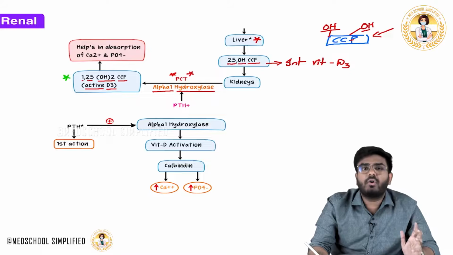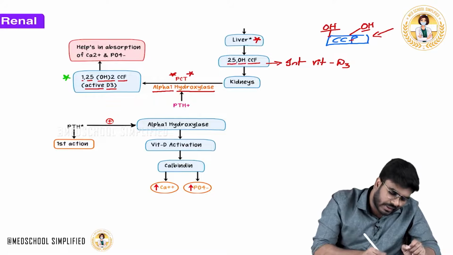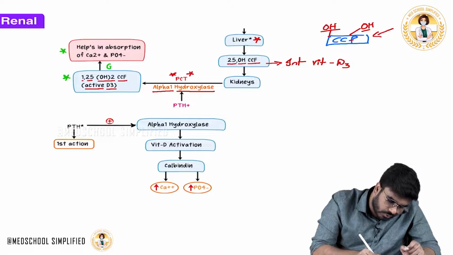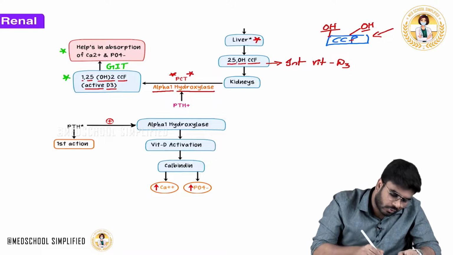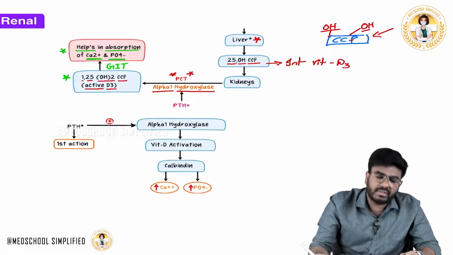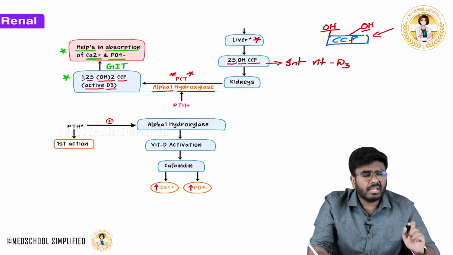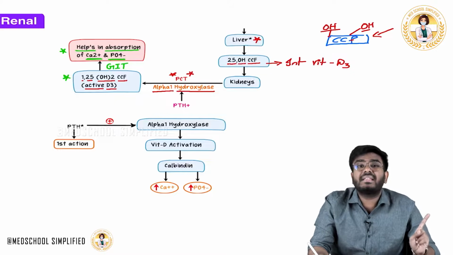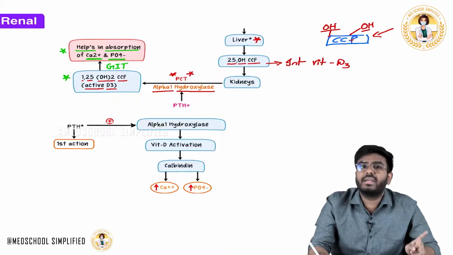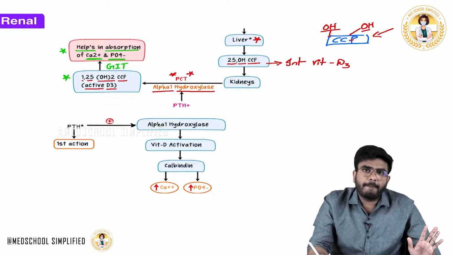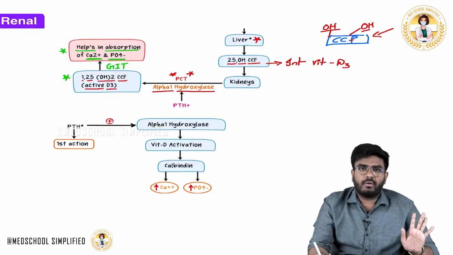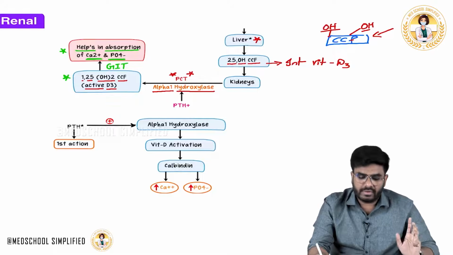Now once you have this active vitamin D, what will it do? It will go to your GIT, your gastrointestinal tract. In the gastrointestinal tract, it helps in absorption of calcium as well as phosphates, both important. Sorry, I shouldn't say reabsorbed, it is absorbed. Both calcium and phosphate are absorbed in the GIT. This is the normal process in the activation of vitamin D.